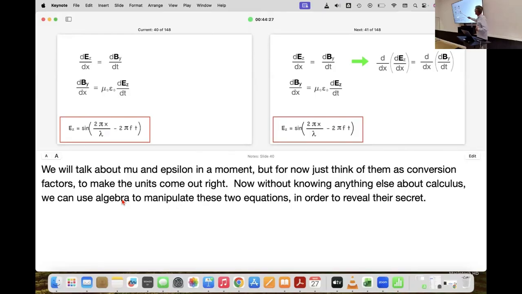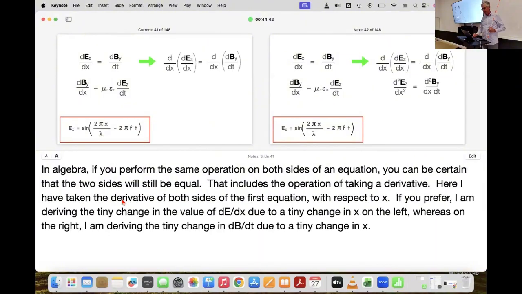So we're going to take a second order derivative now. We're going to take the derivative with respect to x of both sides. Just like in algebra, as long as you do the same thing to one side of the equation that you do to the other side, the equality still holds true. So that's what this looks like. I'm taking the derivative with respect to x of this and of this. So the equal sign is still valid.